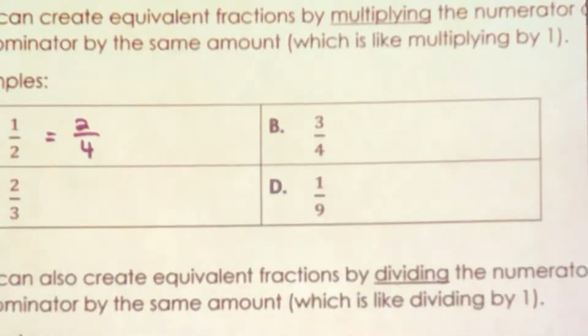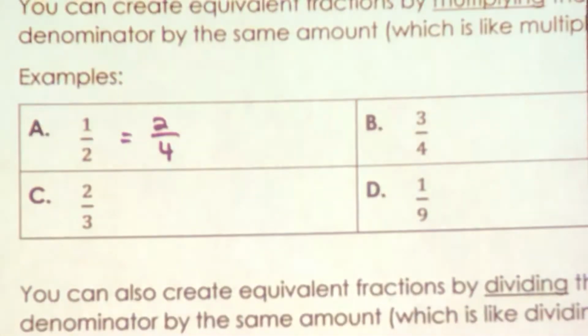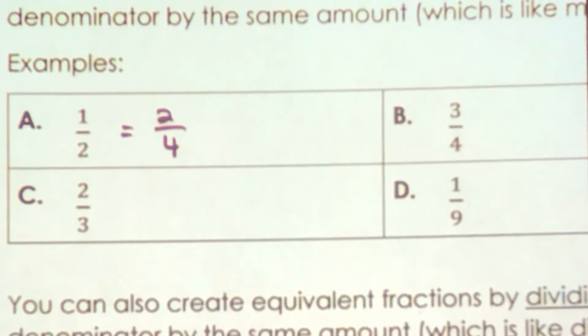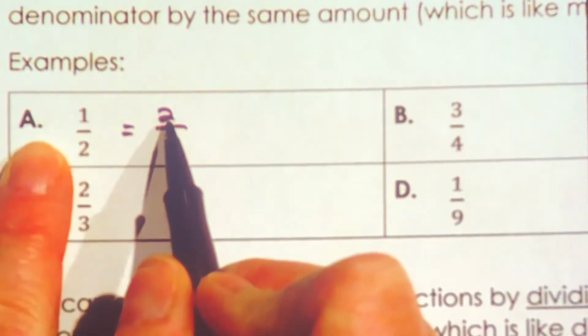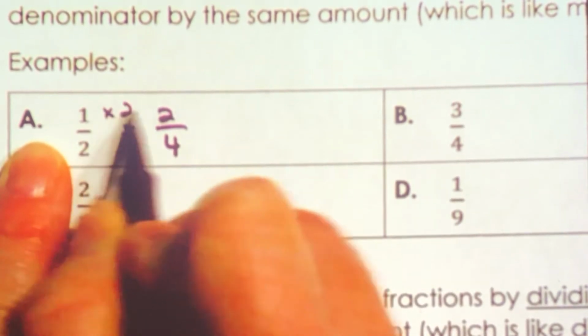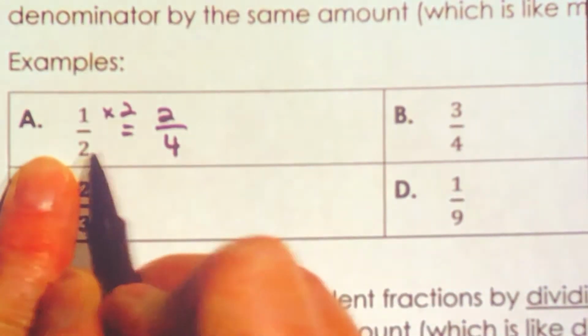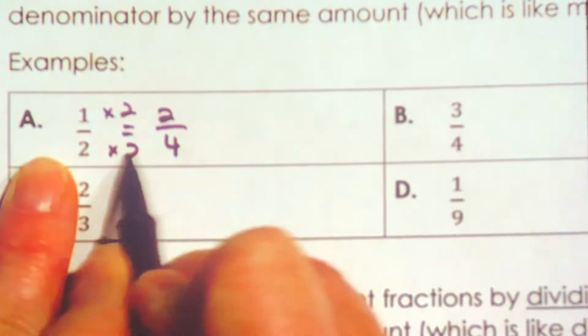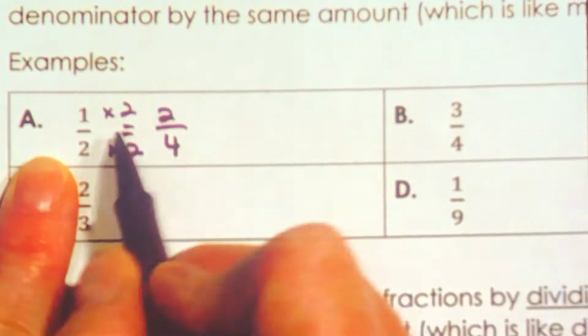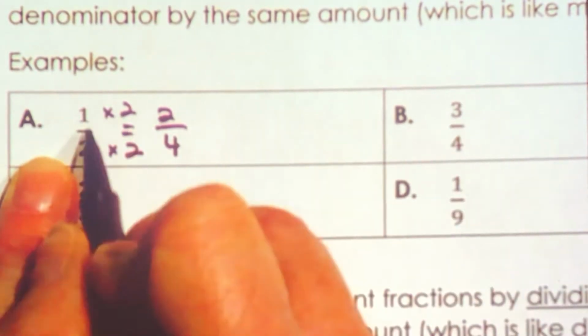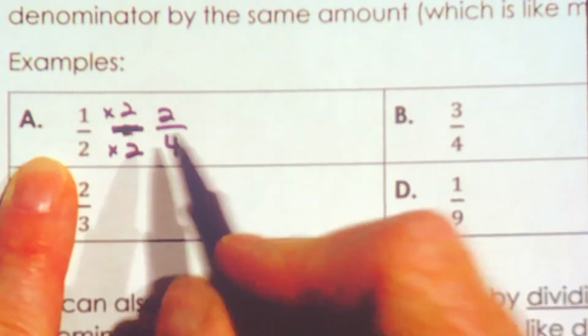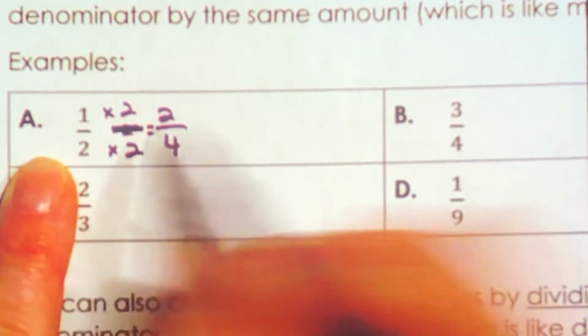Now, even though they look different, they're equivalent. They're worth the same amount. And when I say you can use multiplication to create equivalent fractions, we do that by multiplying the numerator and the denominator by the same thing. So in this case, what number would I multiply 1 by to get 2? 2. And what number would I multiply 2 by to get 4? 2. So what you really just did was you multiplied 1/2 by 2/2.